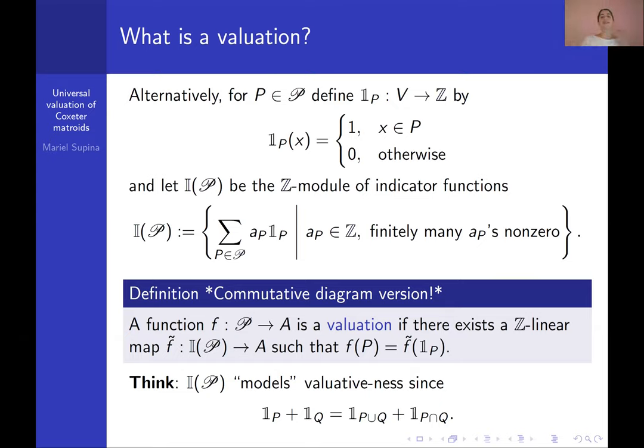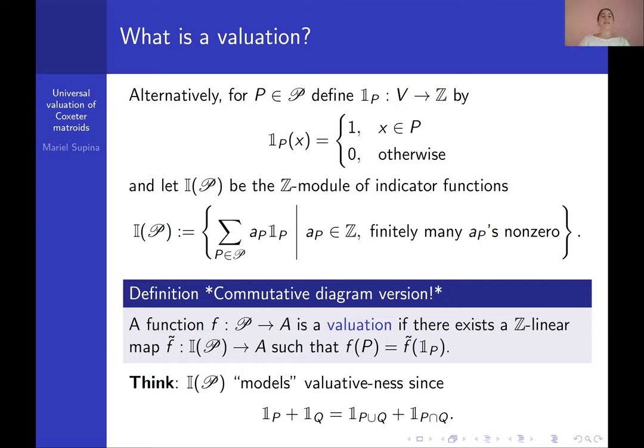This looks totally different than what I said before about inclusion-exclusion on a subdivision, but what you should think about is that this indicator module models valuativeness, because the indicator functions in this Z module have this inclusion-exclusion relation built in. An example: if you take the indicator function of P plus that of Q, you should get the indicator function of P union Q plus that of P intersection Q. If we break this down, on the left-hand side, if I plug in a point X, I should get 2 if X is in both P and Q, 1 if X is in only P or Q but not both, and 0 otherwise. And you can convince yourself that's also what you would get if you evaluate the other side on some point X. So this is another way to think about valuations.